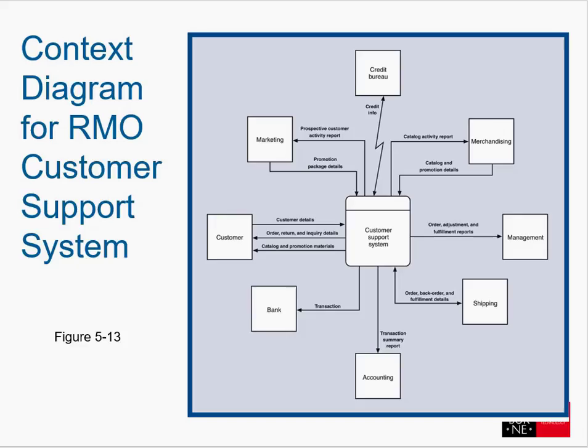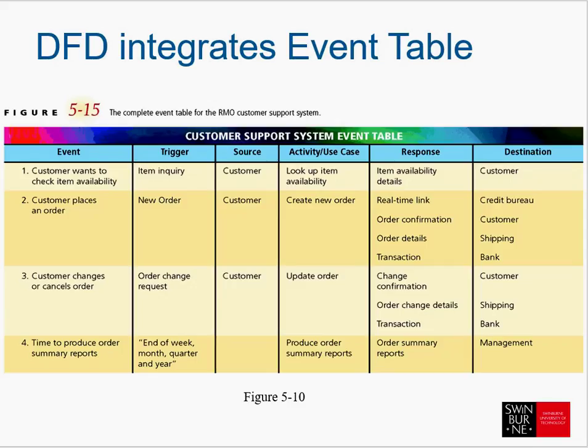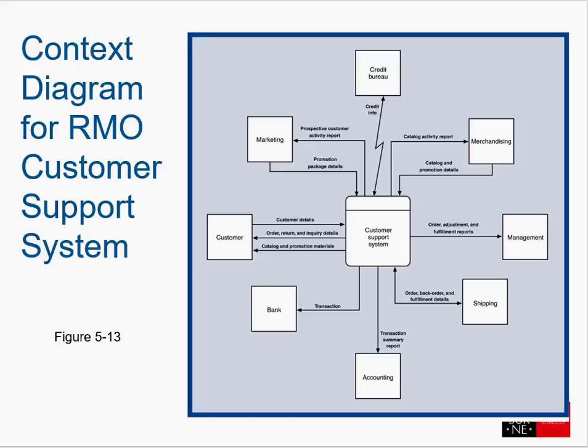So let's go through one example of a context diagram. This is an example of a context diagram for the Ridgeline Mountain Outfitters customer support system. Remember the event table that we created for the customer support system. This is the event table, and this is the subsystem that we created using that event table for the customer support subsystem. The context diagram is usually created in parallel with the initial list of use cases and the events, as you saw in the event table.